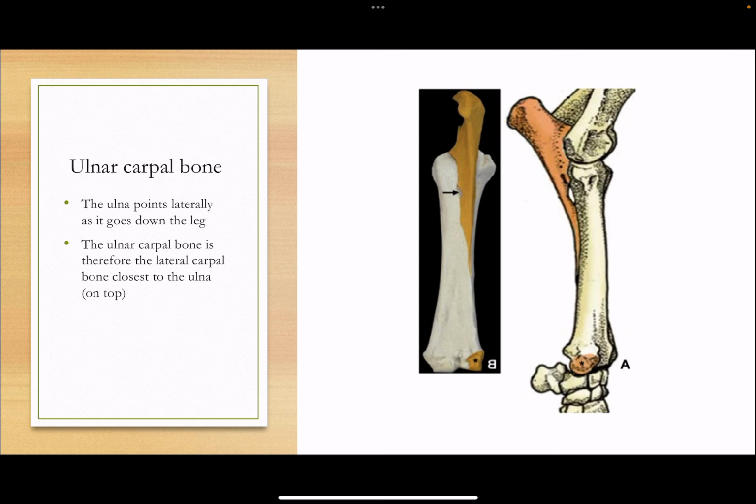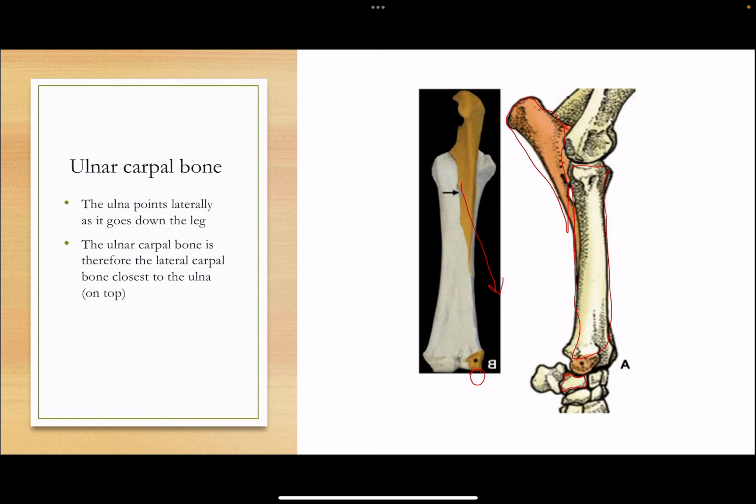And when I was talking about the carpal bones being named after the big bone that's near them, that's a reference to the radial carpal bone being named after the radius, which is this bone, and the ulnar carpal bone being named after the ulna, or the elbow bone, which is this one. And how we know which carpal bone is which actually has to do with the fact that the ulna, as it goes down, points to the outside, the lateral side. So that lateral top carpal bone is going to be that ulnar carpal bone.